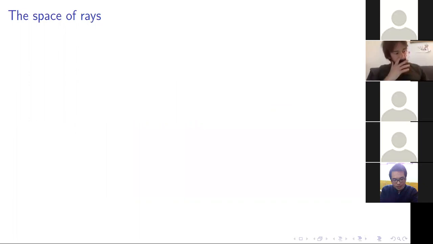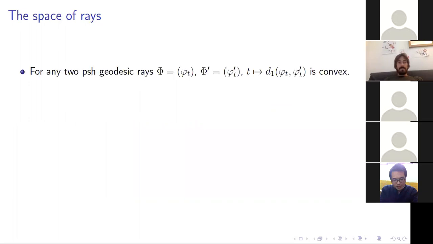And this part of the story takes place in the space of geodesic rays. So the first point is that if you take two PSH geodesic rays, in fact any two PSH geodesic paths in the space E1, and you measure the distance between phi t and phi prime t at time t, then this is a convex function of t. That's a very important property. It says that two rays have to diverge unless they remain parallel with each other, in which case, if you impose that the origin is the same, they would be equal.